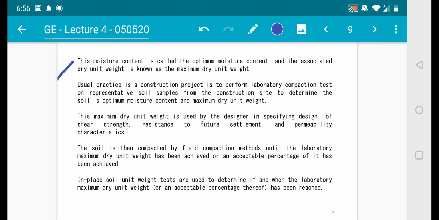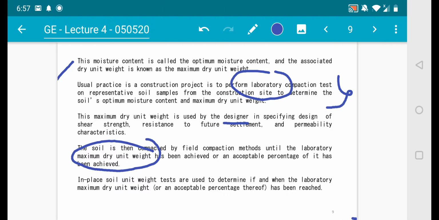Now, in usual practice in a construction project, laboratory compaction tests are performed on representative soil samples from the construction site to determine the soil's optimum moisture content and maximum dry unit weight. So these are the first steps. You need to take soil from the site and test it in a laboratory. This maximum dry unit weight is used by the designer in specifying design of shear strength, resistance to future settlement, and permeability characteristics. The soil is then compacted by field compaction methods until the laboratory maximum dry unit weight has been achieved.